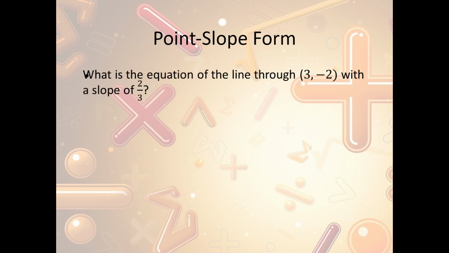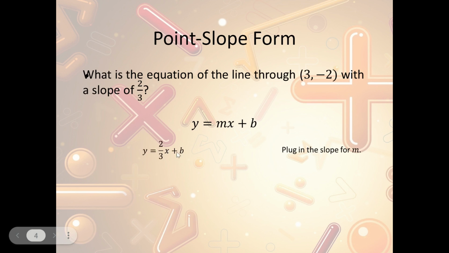So let's take a look at an example of this. It says, what is the equation of the line through (3, -2) with a slope of 2/3? So first thing is we take our y = mx + b, and we're going to plug in what we know. We'll plug in the slope first. So the slope is 2/3. That goes in for m. So now this says y = 2/3 x + b.